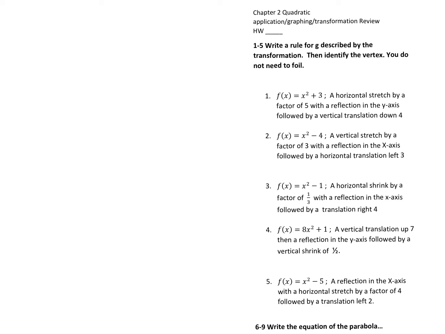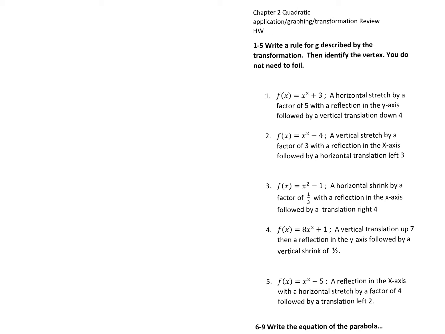Okay, we are doing Chapter 2 quadratic review for the Chapter 2 test. First set of questions, numbers 1 through 5: write a rule for g described by the transformation, then identify the vertex. We're not going to ask you to FOIL on these ones.